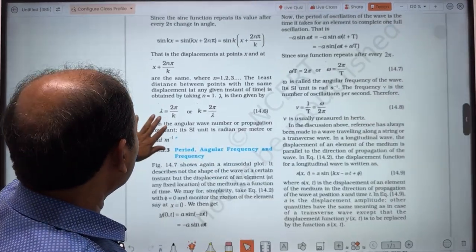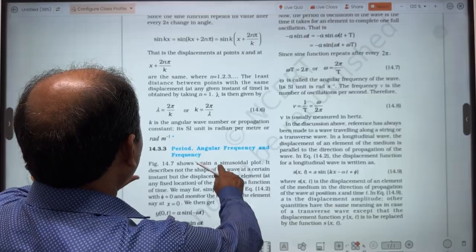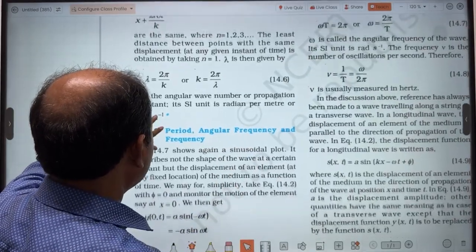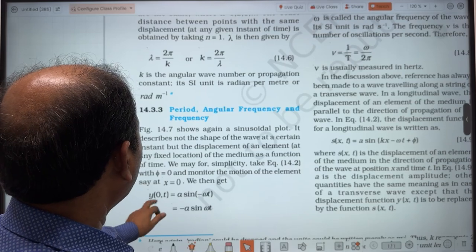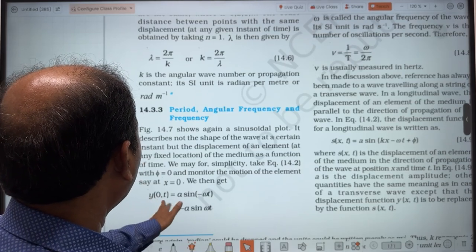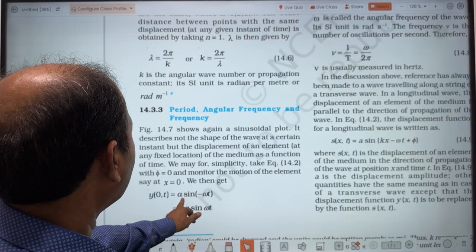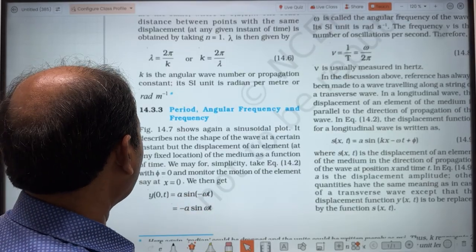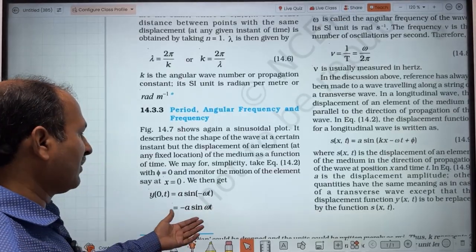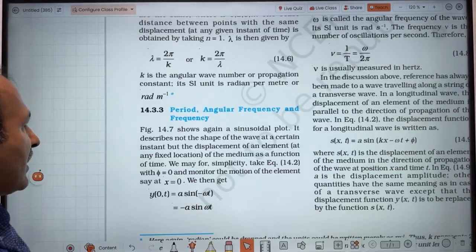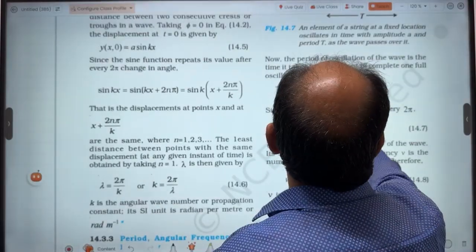Now we are going to see the next point: period, angular frequency and frequency. As we have seen earlier, in the equation we put x = 0 and keep t. So we get a sin(−ωt). We take this minus sign outside because sin(−θ) gives −sin θ. So it is −a sin ωt.